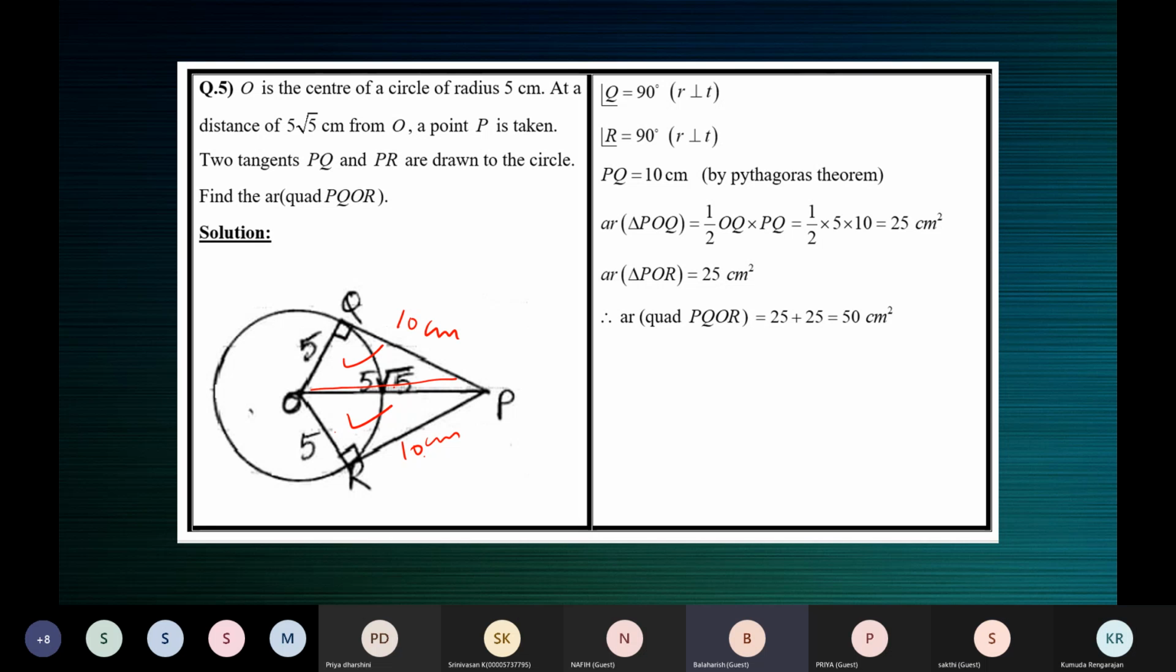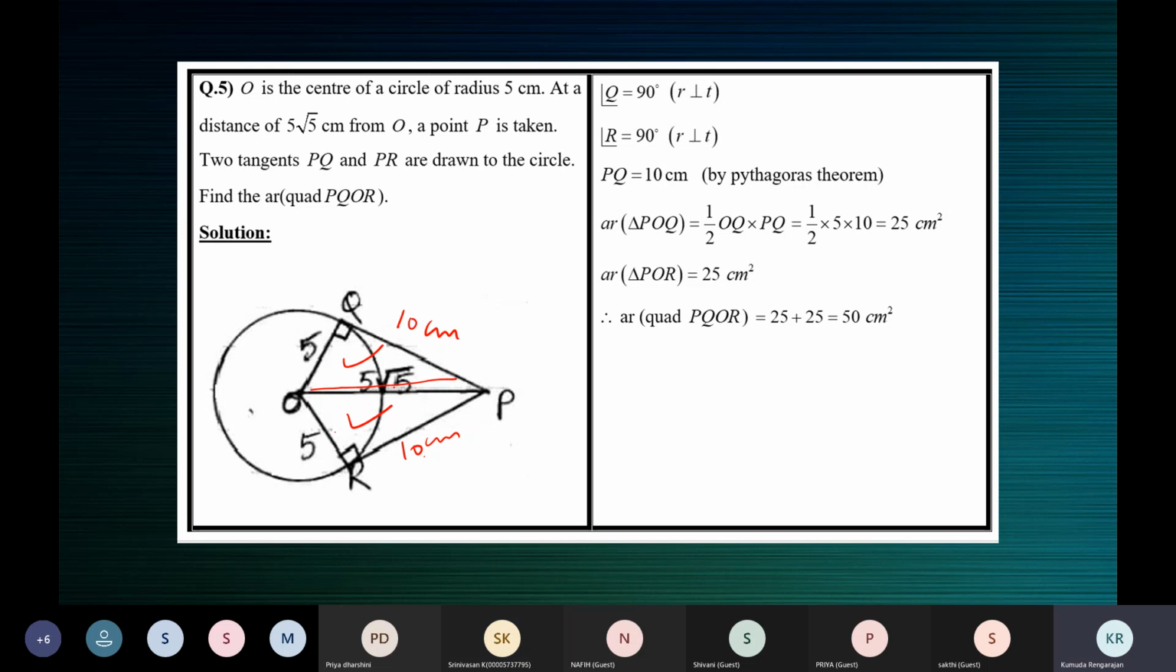Ma'am, hypotenuse is the longest side, but here 5 root 5 is there. Sorry, hypotenuse is? Hypotenuse should be the longest side, right, ma'am? But here 5 root 5 is more than 10? One minute. When you square 5 root 5, what do you get? 125 centimeters. When you square 10, what do you get? 100. So which is longer?